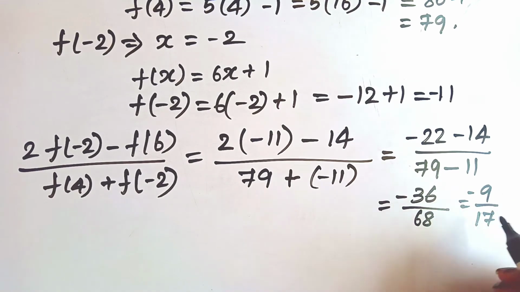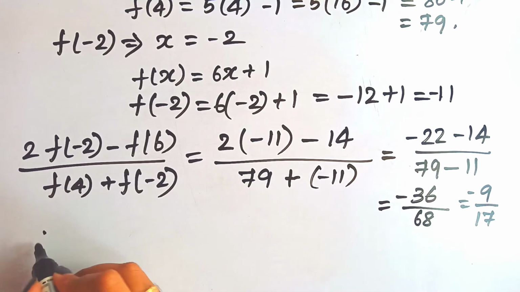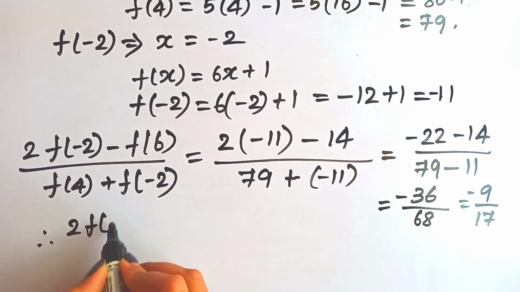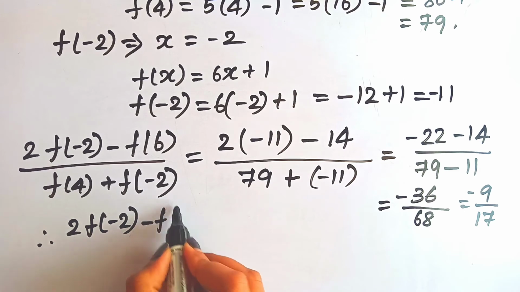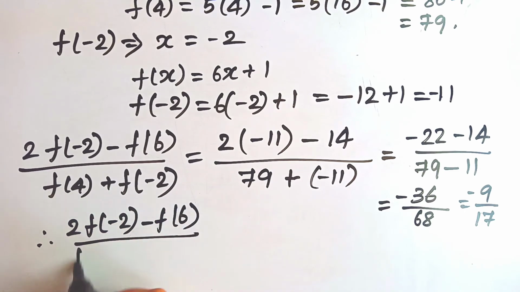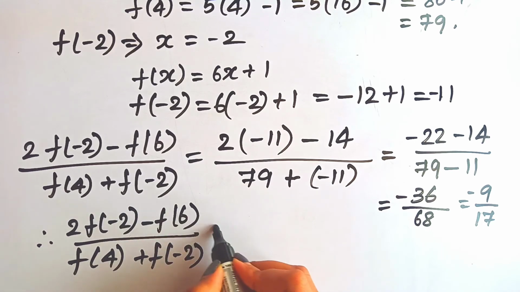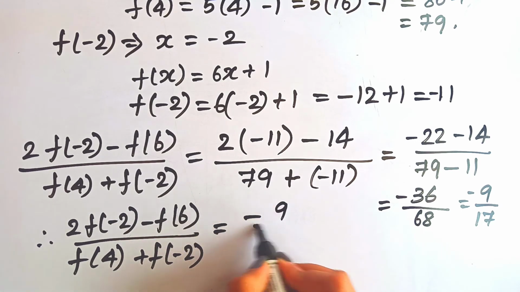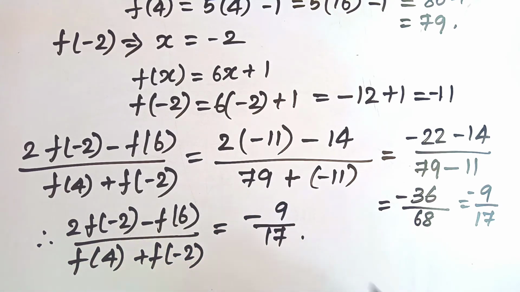So this will be our answer. Therefore 2 into f of minus 2 minus f of 6 divided by f of 4 plus f of minus 2 is equal to minus 9 divided by 17. So this is our answer.